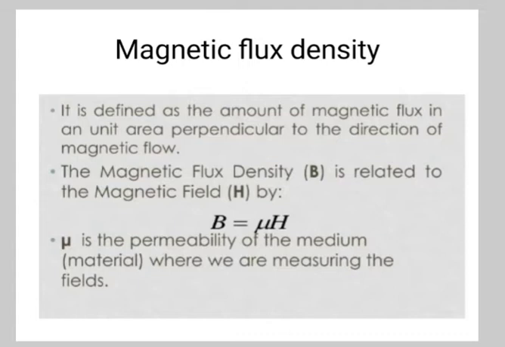Now the SI unit of magnetic flux density is Tesla, which is abbreviated as T, and the CGS unit is Gauss, abbreviated as G or GS. So the magnetic flux density, that is B, is related to the magnetic field H by this equation: B is equal to mu into H. And what is mu? Mu is the permeability of the medium, that is the material where we are measuring the fields.